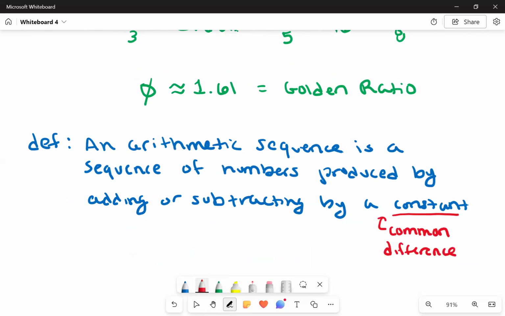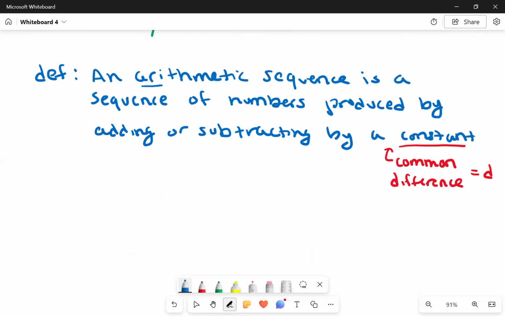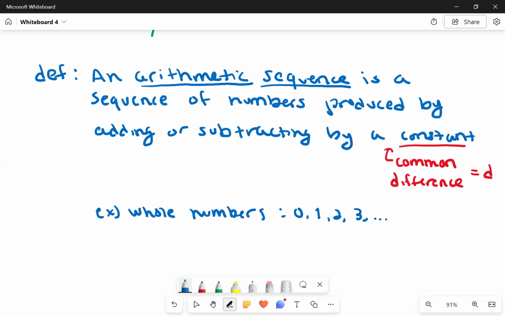And we often use D to represent the common difference. Okay, we've actually seen some examples of arithmetic sequences. Actually, that's what I started with when I started talking about patterns. So, for example, whole numbers. Those were the ones that went from 0, 1, 2, 3, and it kept going forever, dot, dot, dot. Whole numbers are an example of an arithmetic sequence because in this case, the common difference between each number is 1, because I add 1 every single time.